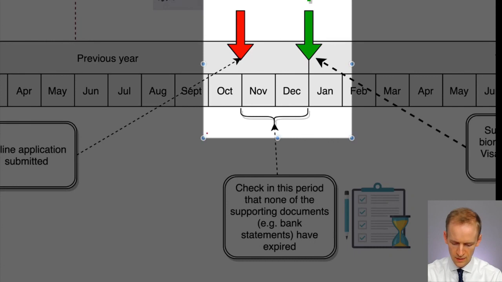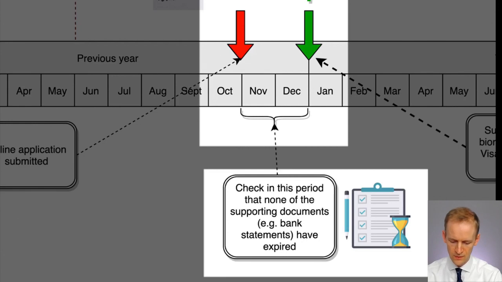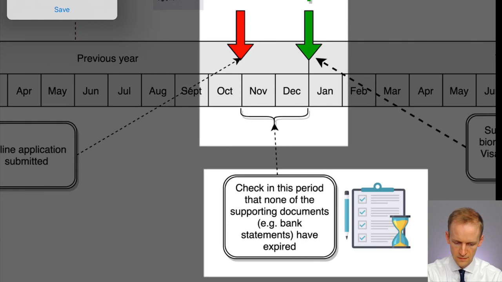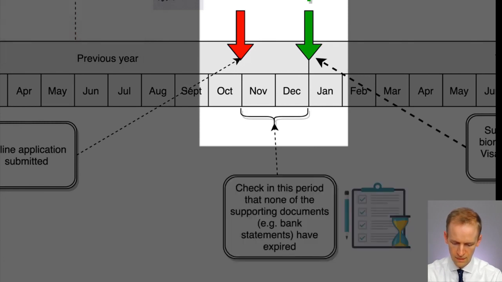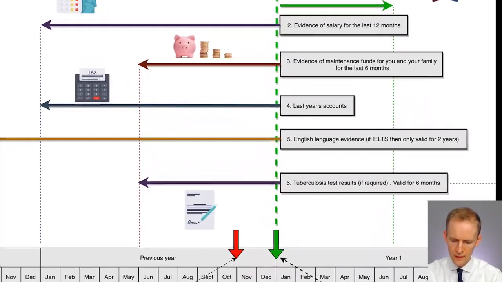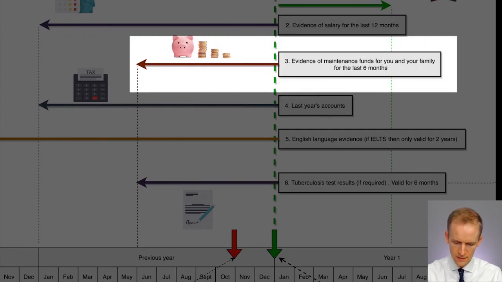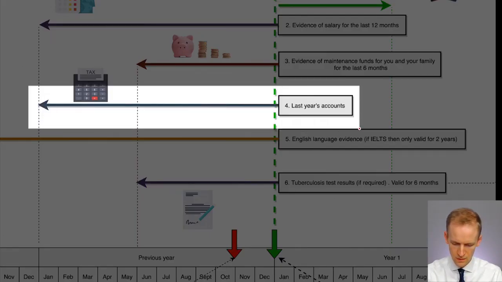And as I say, the point I'm making is that you should check that in this period that none of your supporting documents, such as bank statements, have expired. Now the next one is evidence of maintenance funds for you and your family. That's got to be for the last 6 months. So again, that time period goes back. Then you've got to have the last year's accounts, document number 4, so that goes back 12 months.